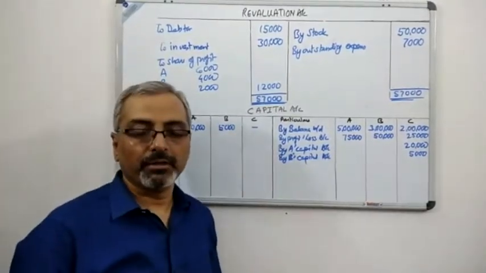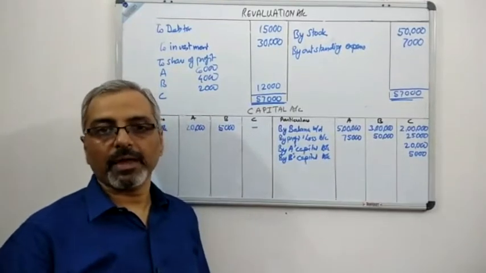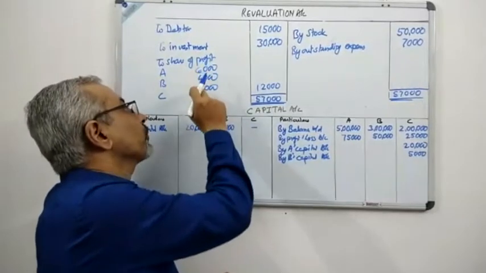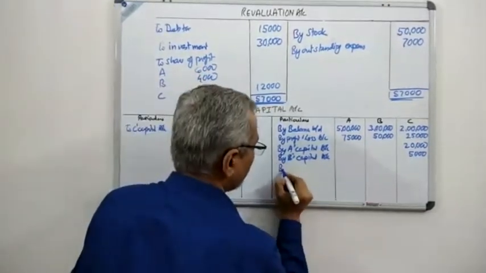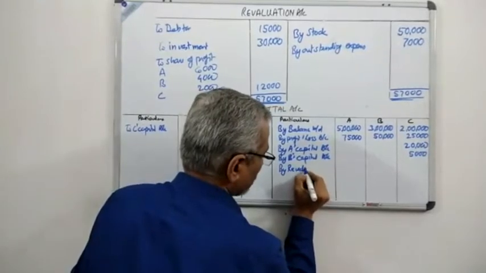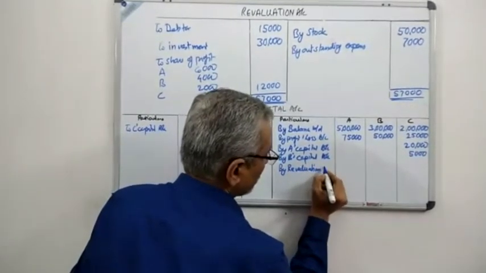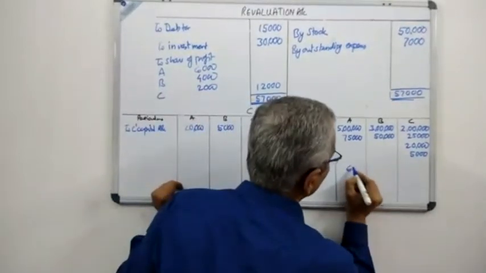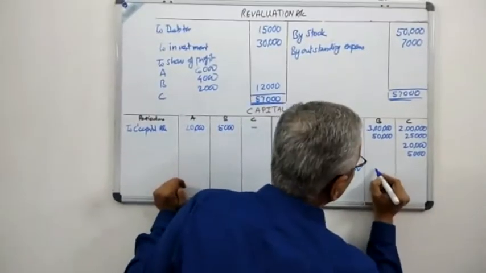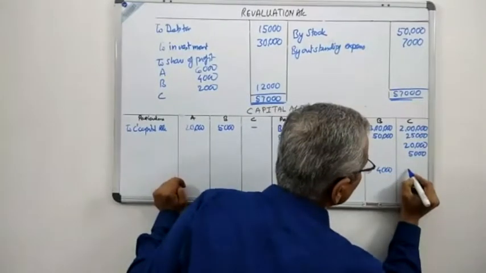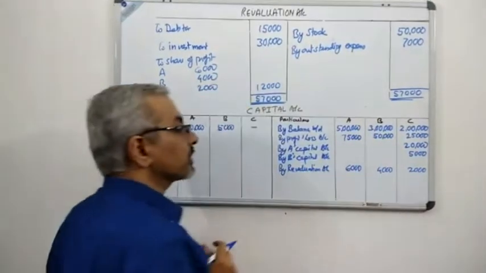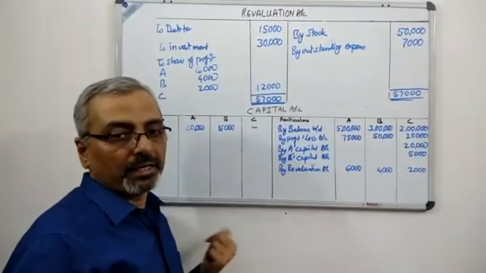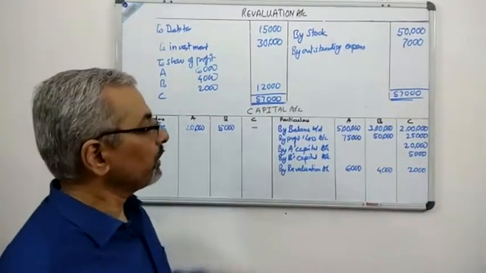Apart from these entries, there is one more entry which will be taken, and that is the profit on revaluation. You can see over here the profit on revaluation 6,000, 4,000, and 2,000. Therefore, by revaluation, you can also write profit transfer, and the value is 6,000, 4,000, and 2,000. So this completes the entries in the capital account. The next step is adding it, finding out the balance. Is it clear?